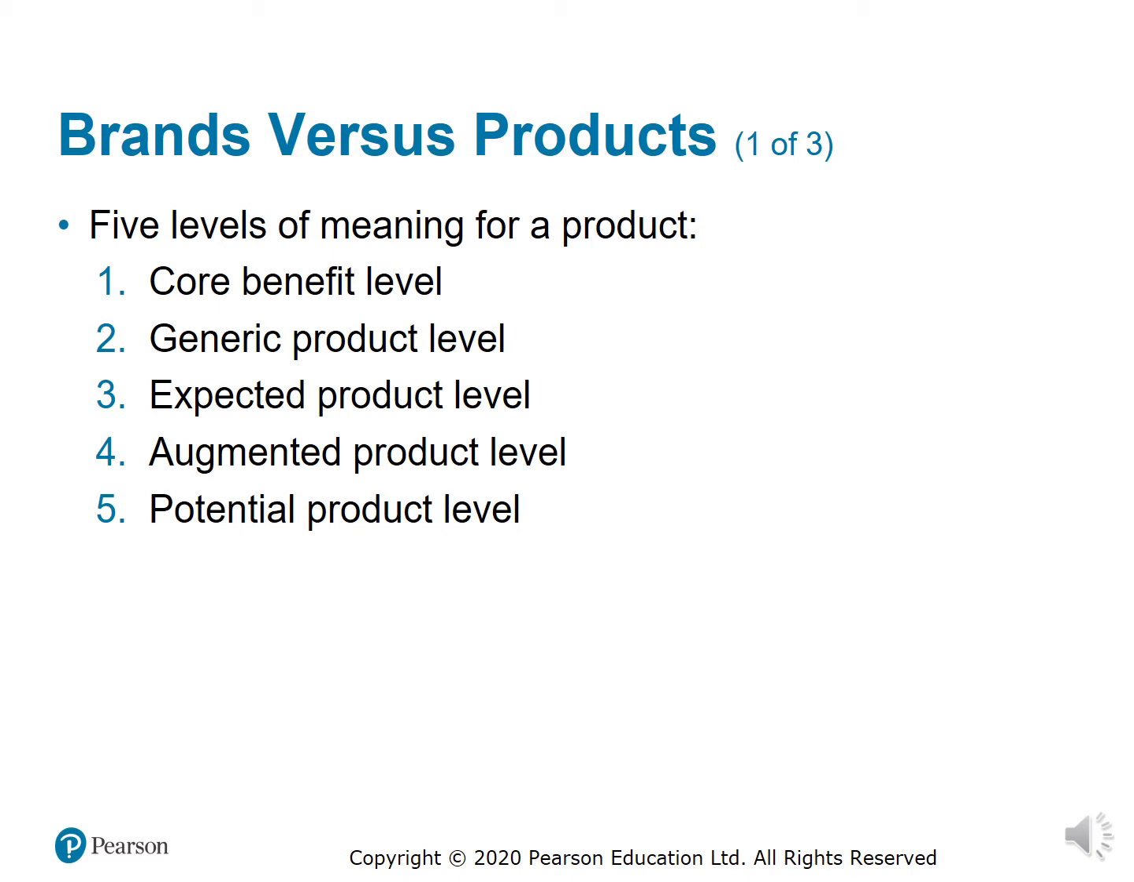The last level of the product is the potential product level. Potential product level includes all the augmentations and transformations that a product might ultimately undergo in the future.